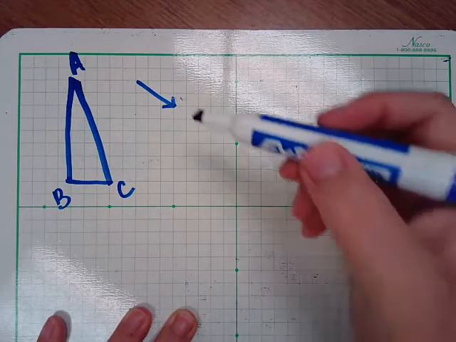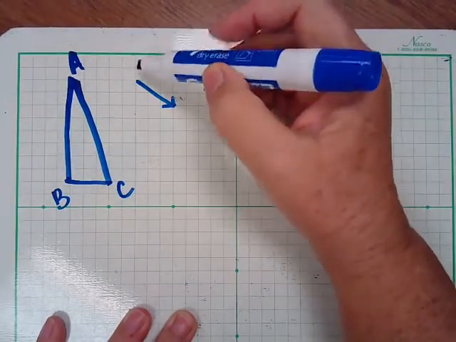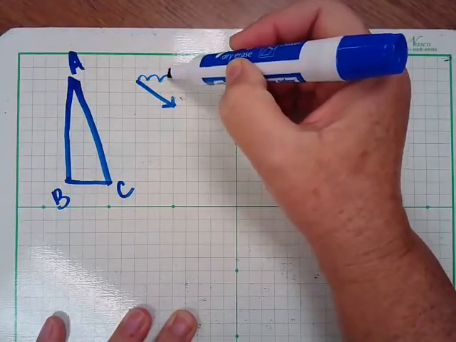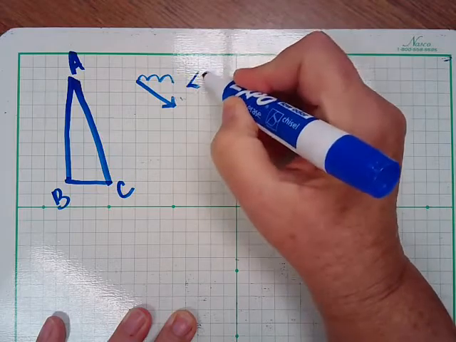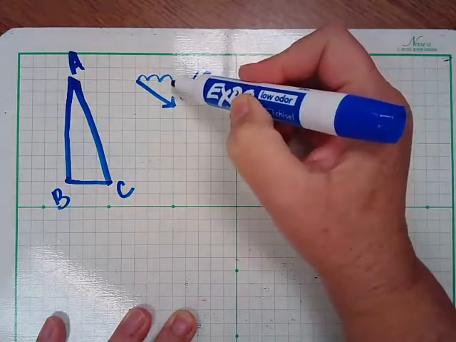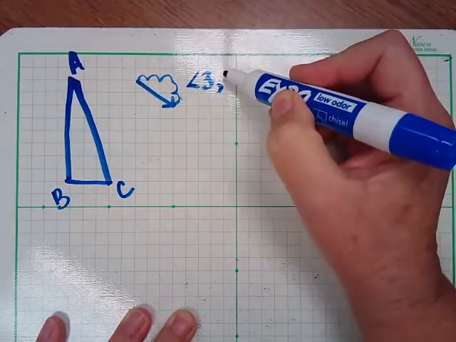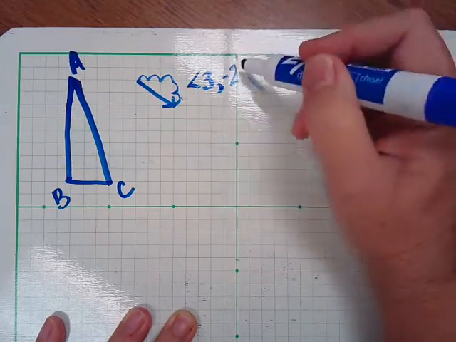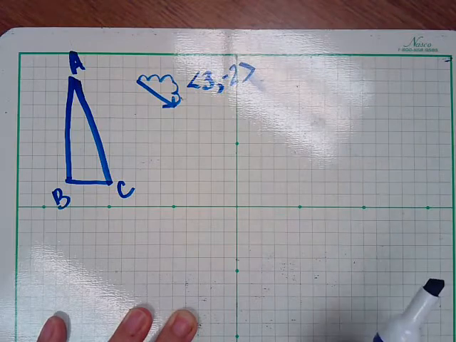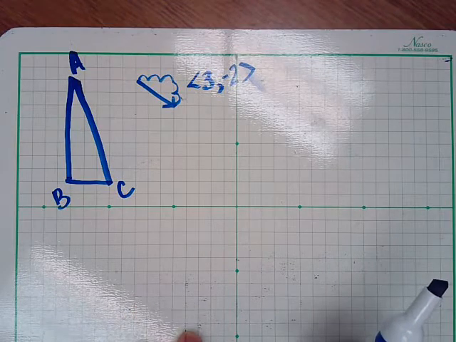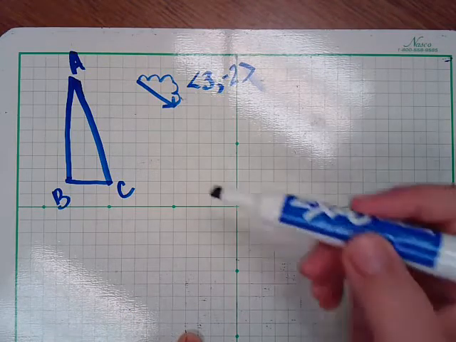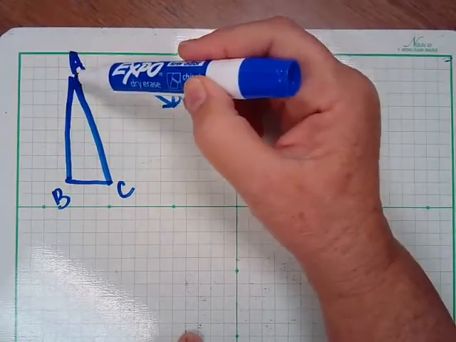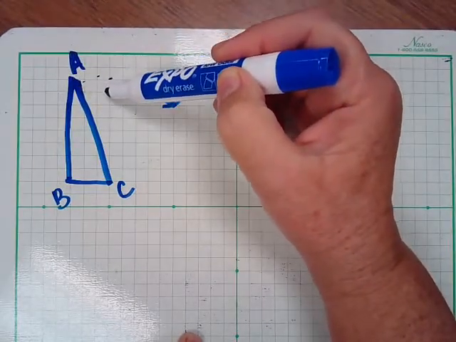Okay, so to figure out how far we're going to move, we're going to say, okay, this goes 1, 2, 3 units to the right, and 1, 2 units down. So that would be [3, -2]. And then we have the little square brackets on the end. That's a vector, okay?